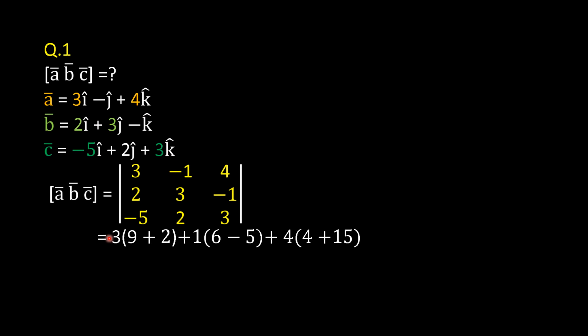It will be 3 times (9 plus 2), minus of minus 1 will be plus 1 times (6 minus 5), plus 4 times (4 plus 15). So it will be 11 3s are 33, this will be 1, and 19 4s are 76. So the box product a bar b bar c bar works out to be 110.